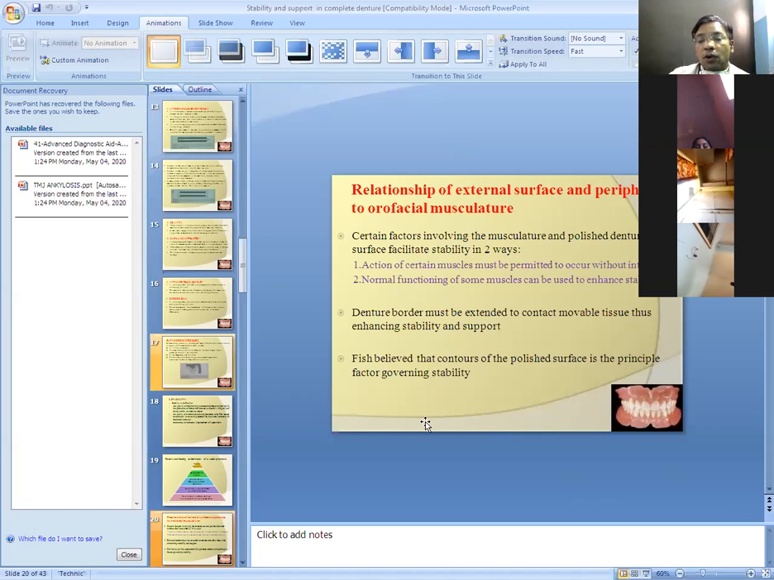That means the polished surface should be recorded in the neutral zone. Neutral zone means the zone, the dead space, where the tongue pressure and cheek pressure neutralize in a particular zone. That is called the neutral zone. Again, the action of certain muscles must be permitted to occur without interference. That means muscle trimming should be done during recording. The labial frenum, buccal frenum, and mylohyoid notch should be recorded properly. Again, normal functioning of some muscles has to be enhanced. The modiolus, where eight muscle insertions are present, plays an important role in the stability of the denture.